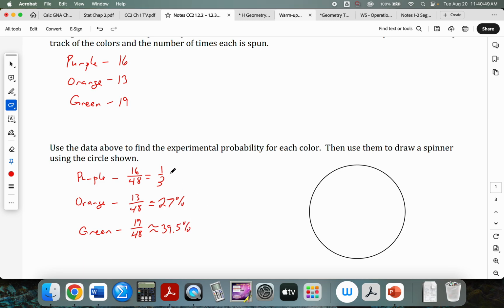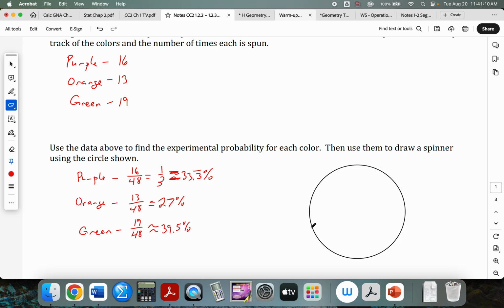And this 1/3 is about 33.3 repeating percent. That shouldn't be approximately, that should be exactly. They're all pretty close to one another, aren't they? Relatively. Orange is the least, though.